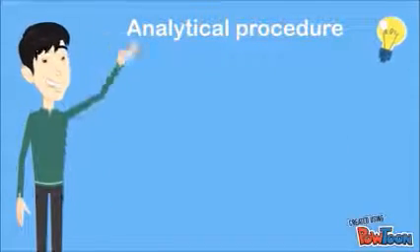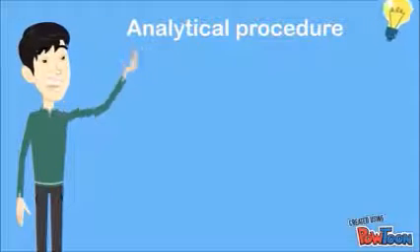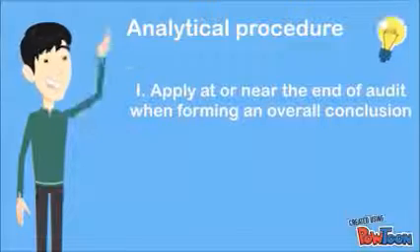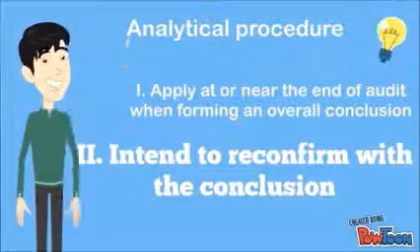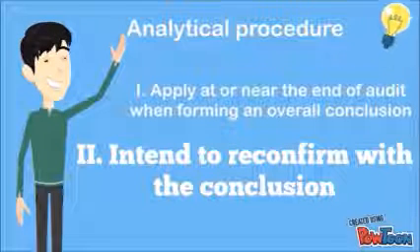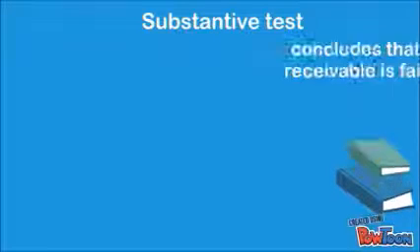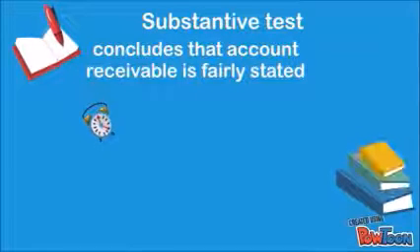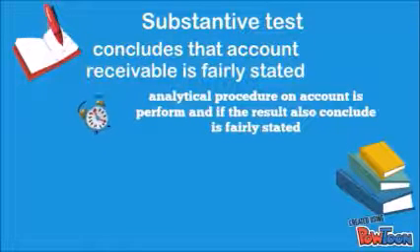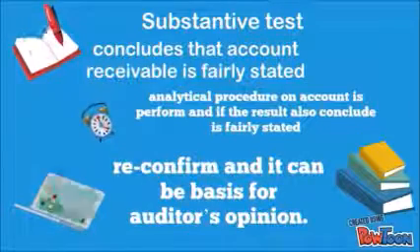Analytical procedures are usually applied at or near the end of the audit when forming an overall conclusion as to whether the financial statements are consistent with the auditor's knowledge of the business. They are intended to reconfirm the conclusions made during the audit of individual account balances. For example, substantive tests mean the auditor concludes that accounts receivable is fairly stated. When the analytical procedure on the account is performed and the result also concludes it is fairly stated, the conclusion is reconfirmed and it can be the basis for the auditor's opinion.